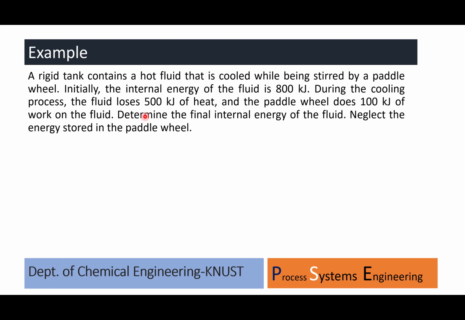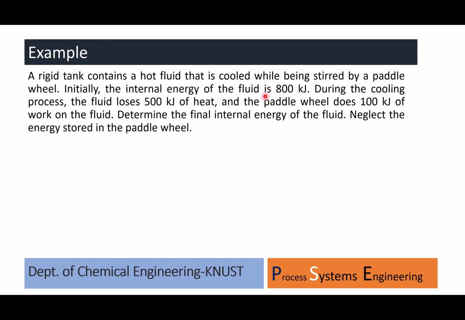Okay. So we have an example over here. The question tells us that a rigid tank contains a hot fluid that is cooled while being stirred by a paddle wheel. Initially, the internal energy of the fluid is 800 kilojoules. During the cooling process, the fluid is going to lose 500 kilojoules of heat, and the paddle wheel will do 100 kilojoules of work on the fluid. You are being told to determine the final internal energy of the fluid. We should neglect the energy that is stored in the paddle wheel.